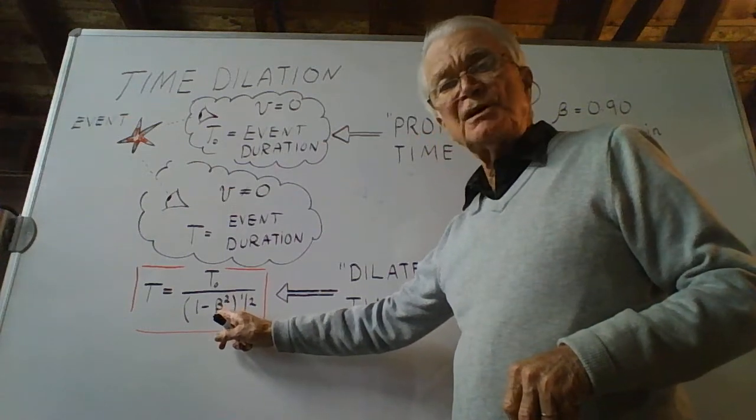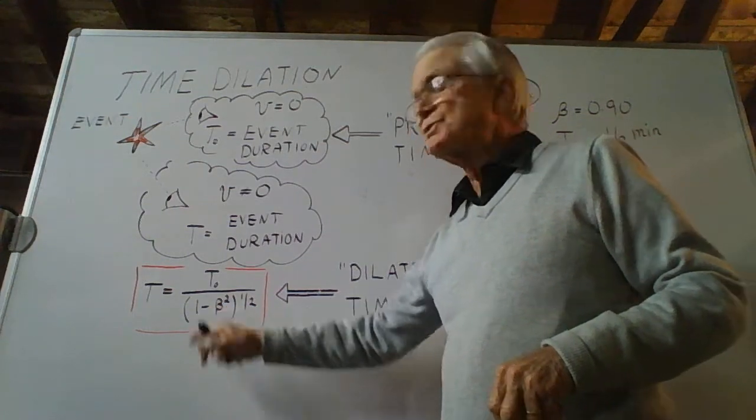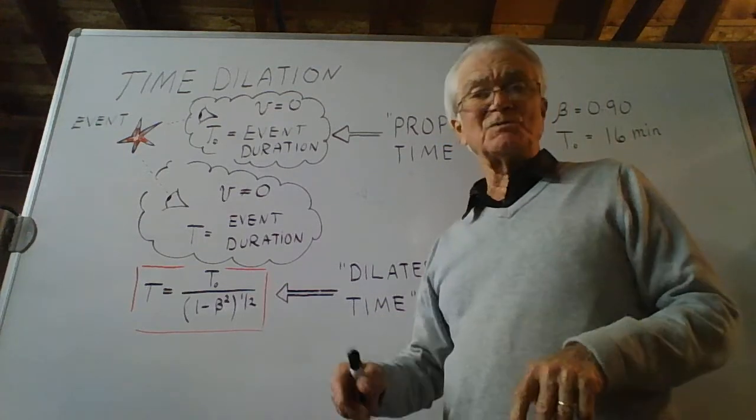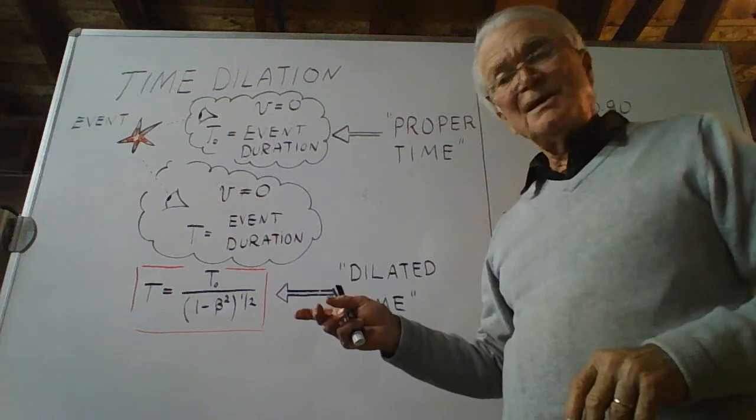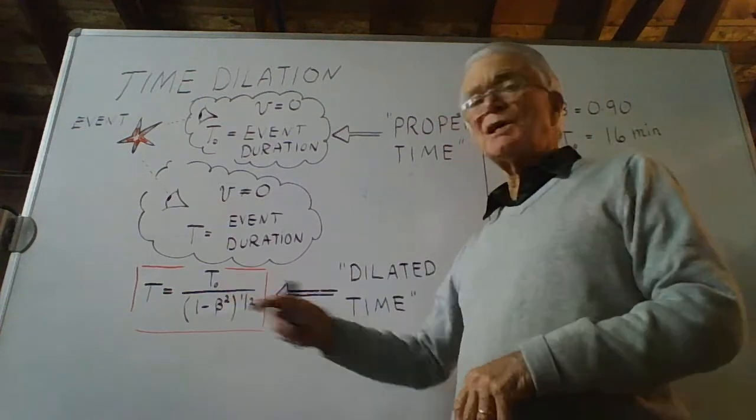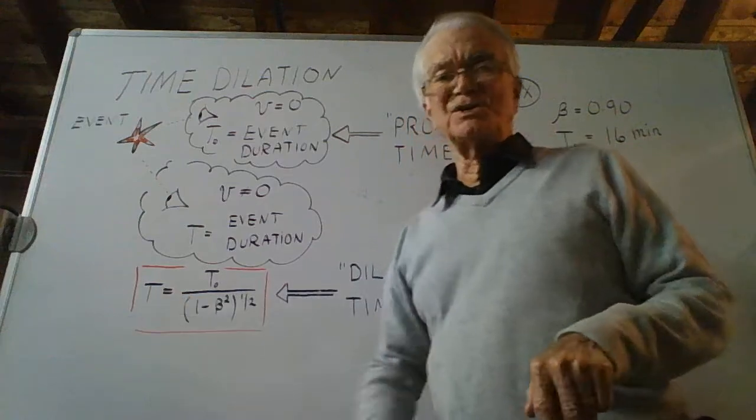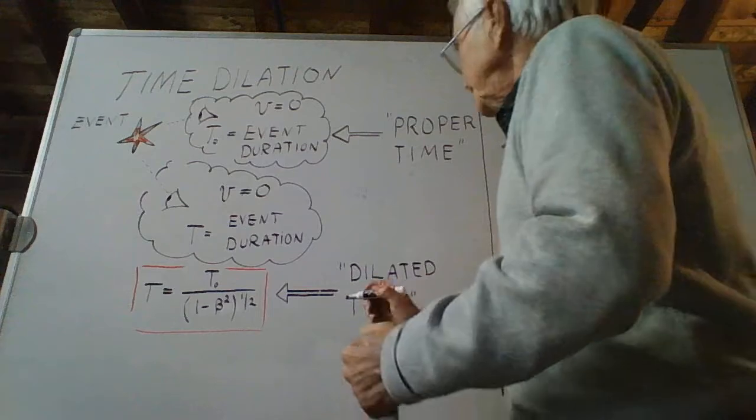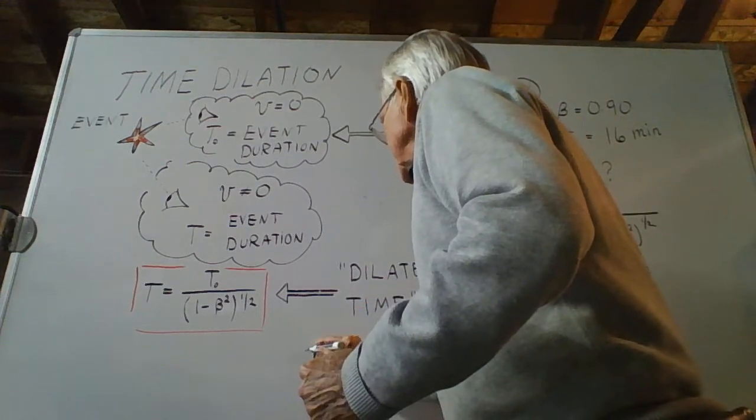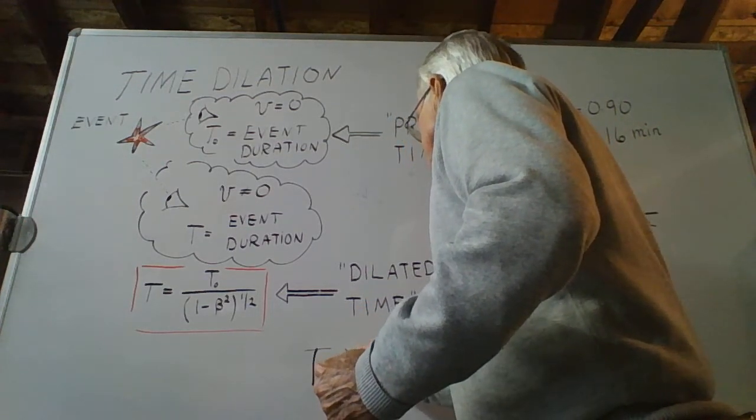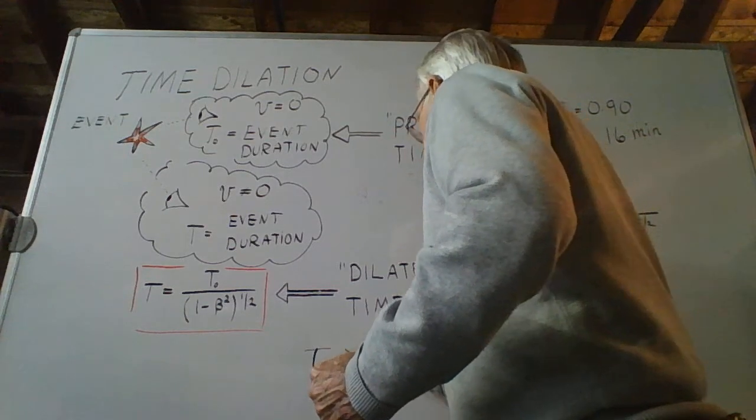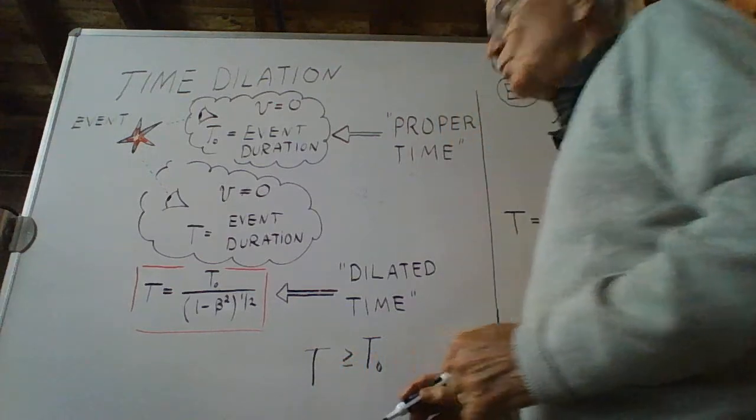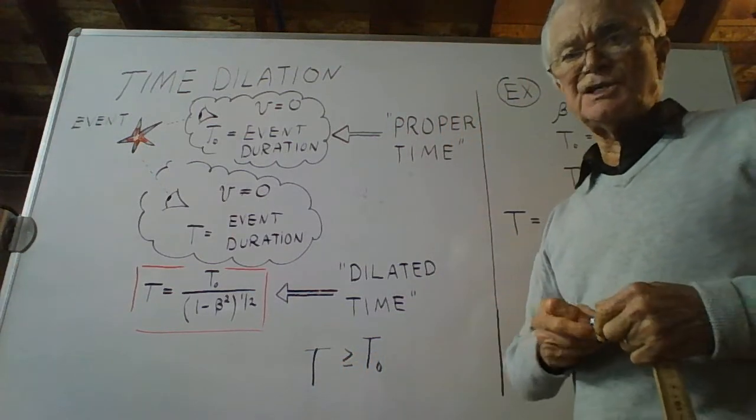Its square is still a fraction less than 1, so the parentheses is less than 1, and the square root of the parentheses is still less than 1, and so we're dividing the numerator by a number less than 1, so t is equal to a number larger than t naught. So I'll record that fact here. T is at best equal to t naught, otherwise greater than t naught.